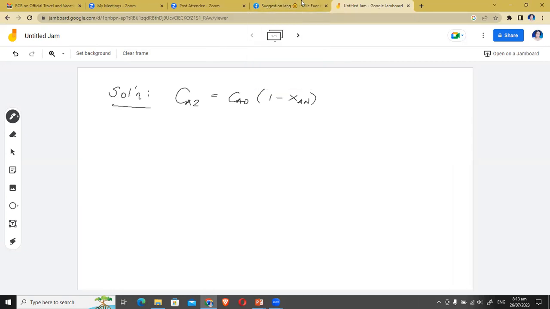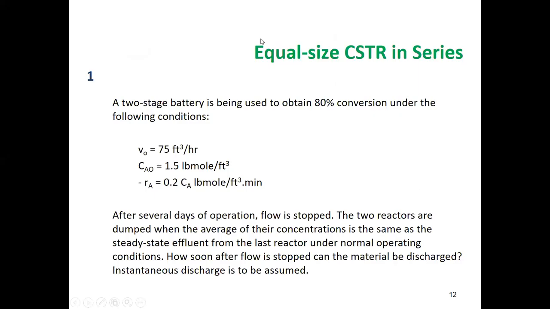Okay, wait, I'll show to you again the problem so you can take a screenshot and you can go back to it as we are discussing the solution. So you can easily refer to the problem itself. So this is our problem and it's stated here that you will have 80% conversion for your system. So this 80% conversion is not the conversion on the last reactor only, but rather the conversion for the entire system. So a two-stage battery is being used to obtain 80% conversion. So this one is not XA2, but rather XA total for the entire system already.